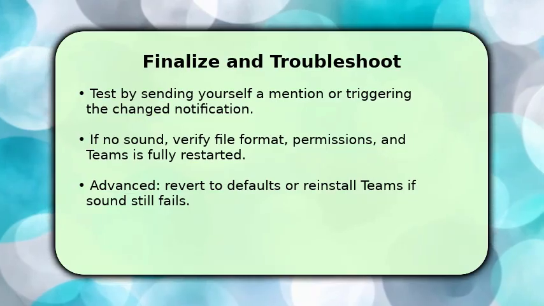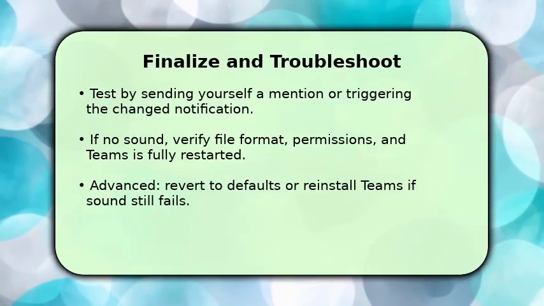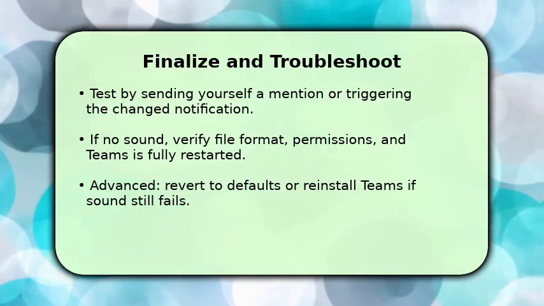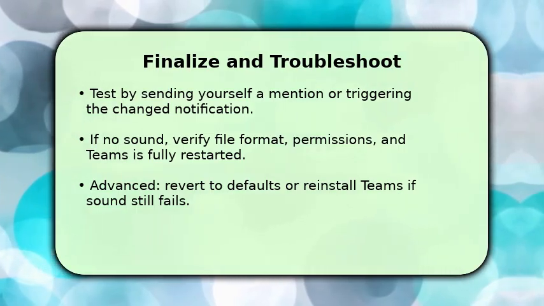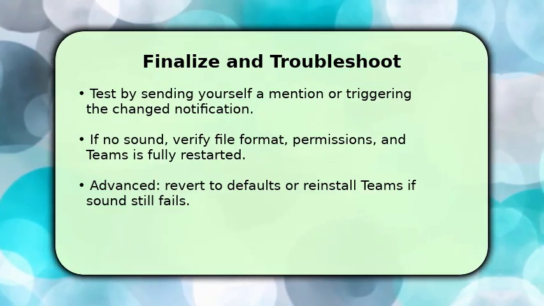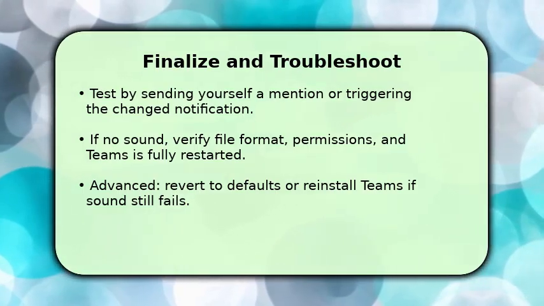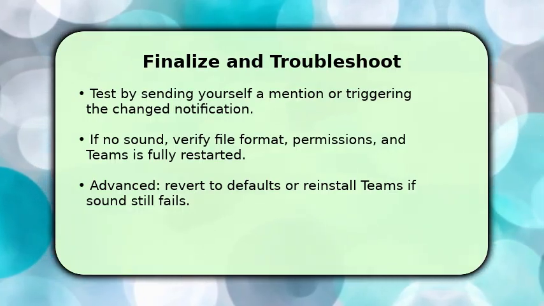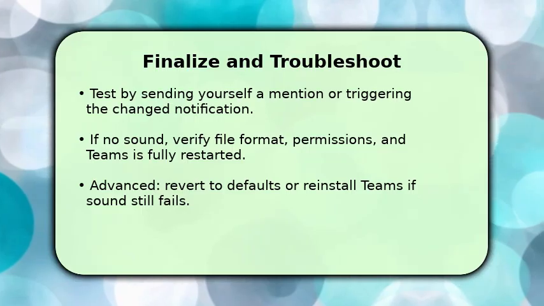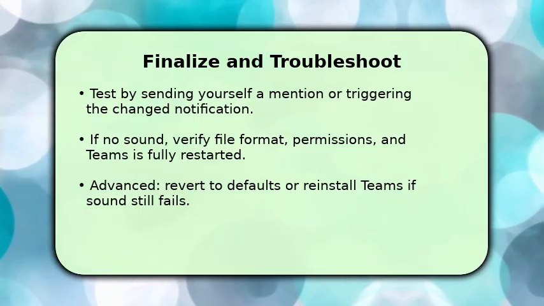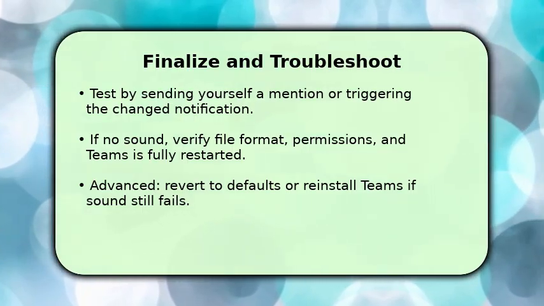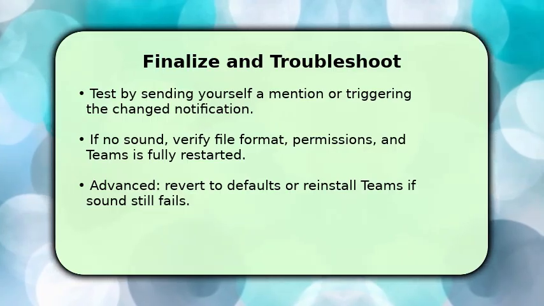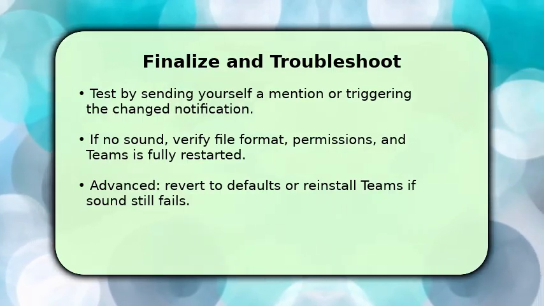Finish by testing and fixing common problems. Send yourself a mention or have a colleague trigger the altered notification to confirm the new sound plays. If you don't hear anything, make sure the replacement sound file uses a supported format, is named and placed exactly where the OS expects, and that file permissions allow reading. Also fully quit Teams, not just close, and reboot if needed. If problems persist, revert the system sound to default or reinstall Teams. That resolves most lingering configuration conflicts.